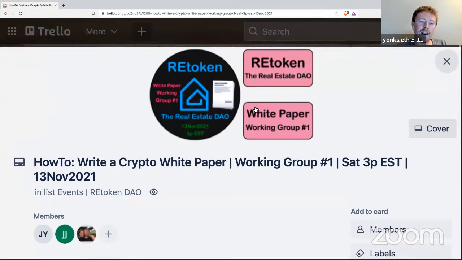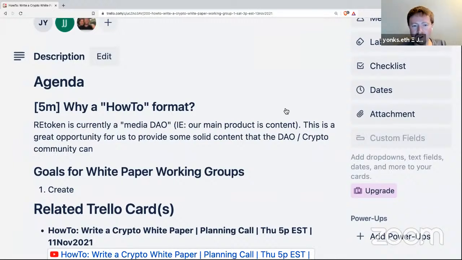So why a how-to format? REtoken is currently a media DAO, and that's one of the categories that the crypto industry, Web3, has kind of labeled for DAOs that are mostly creating content. So this is a great opportunity for us to provide some solid content that the DAO crypto community can utilize. I think that was an incomplete thought here, but that's one of the things that I would like to see us do, is to create a nice outline or process, like how to write a crypto white paper. Does that make sense? Any questions as far as that first thought there?